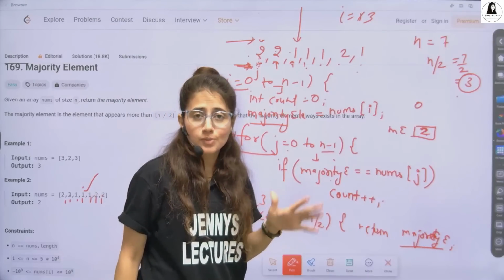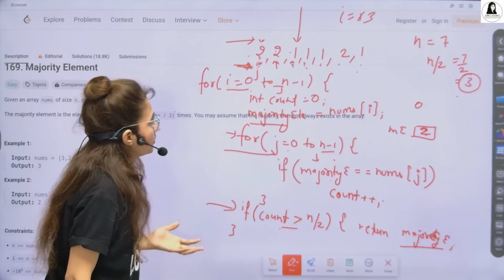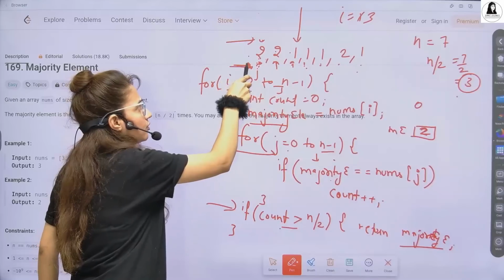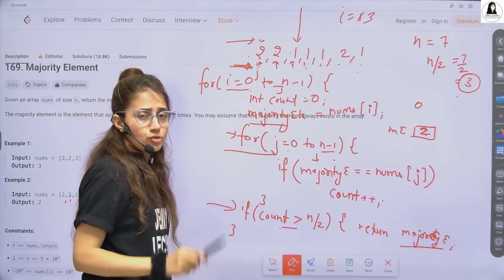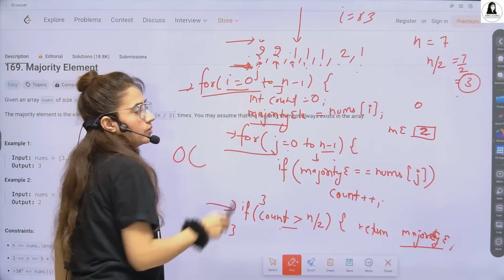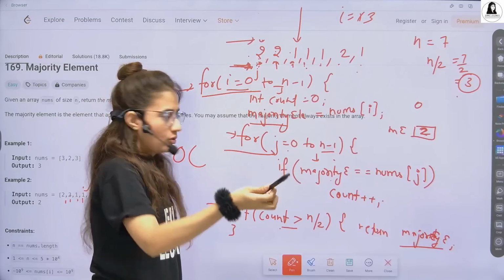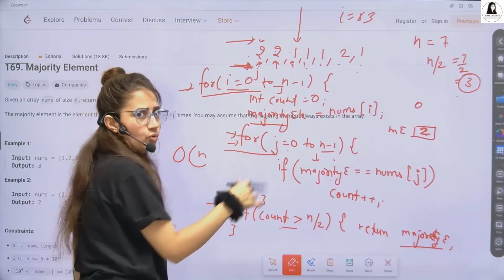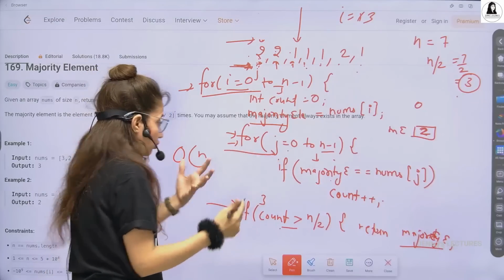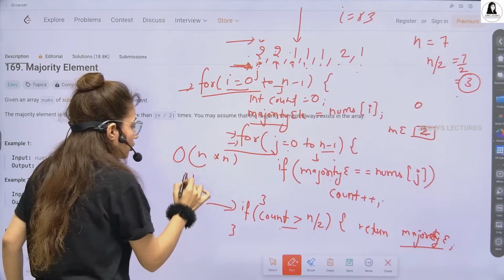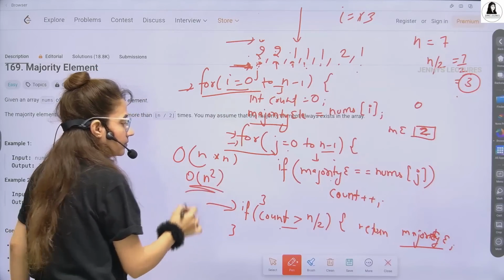But this is the brute force approach. See, for every element, we are iterating the array from starting to ending. It's not a good approach. Time complexity would be the outer for loop, 0 to n, so order of n. Within this, the inner for loop again runs n times. So it's n into n. We are in a nested loop. So it's order of n square.